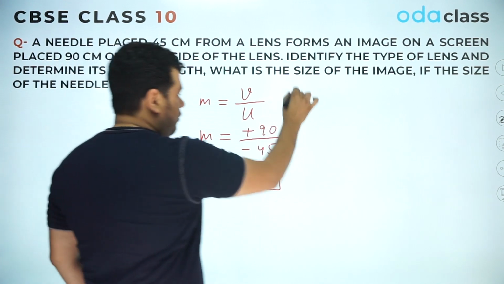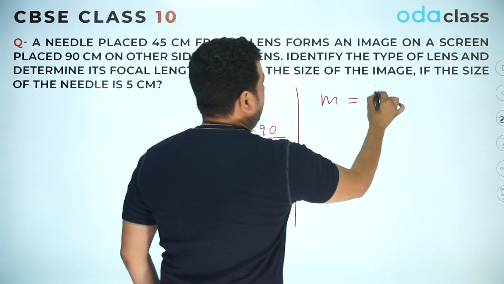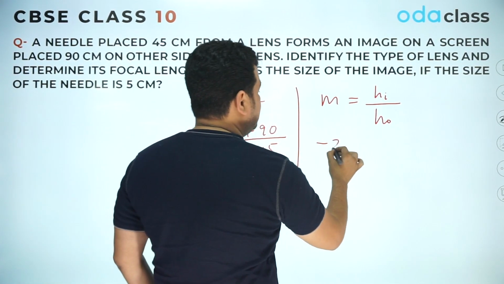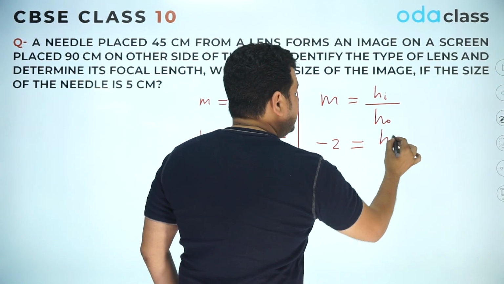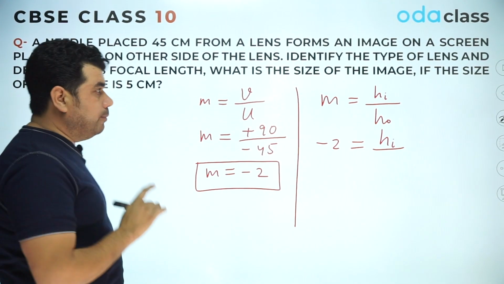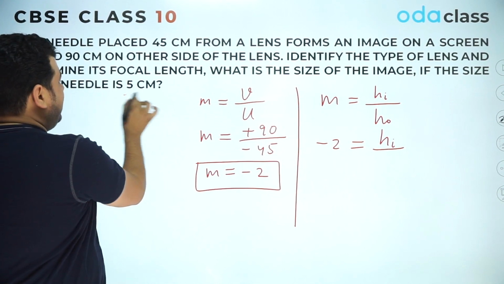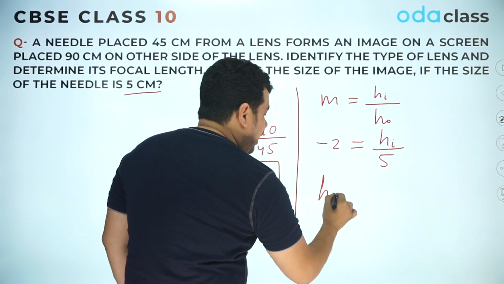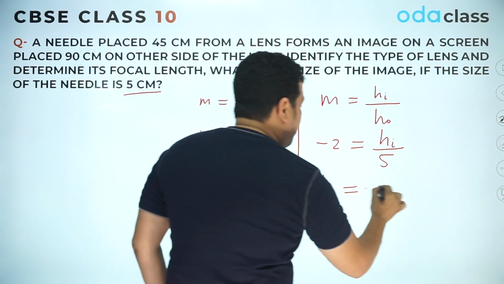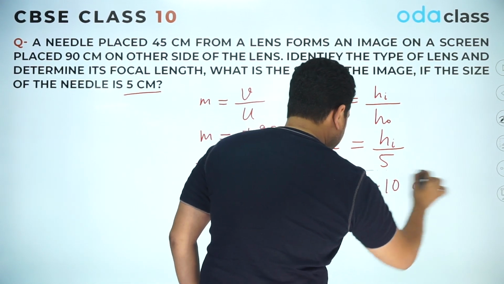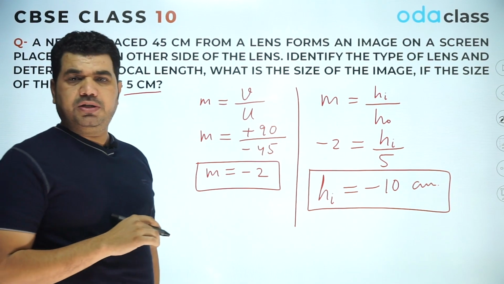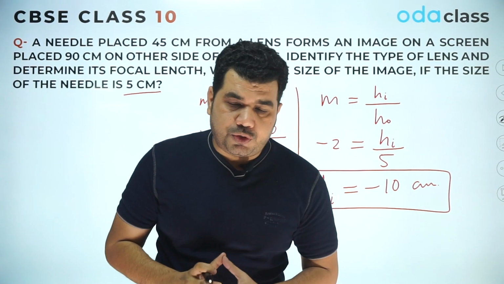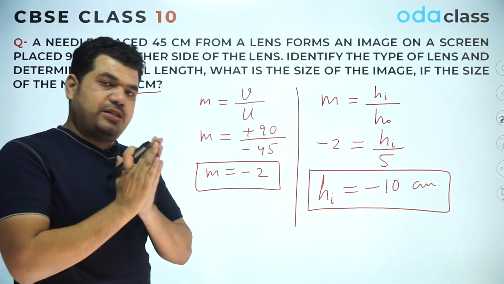And similarly, we have the formula in terms of height of image divided by height of object. As we got m is equal to minus 2, which is equal to height of image that we have to find, divided by height of object that we already have, as you can see here, 5 centimeter, then we put 5 here. Then h i, height of image, is equal to minus 10 centimeter. If it is minus 10 centimeter, it means the final image is inverted and its height is 10 centimeter. So now we have all the answers. Let's check the answer again.